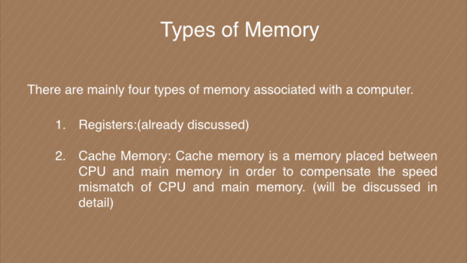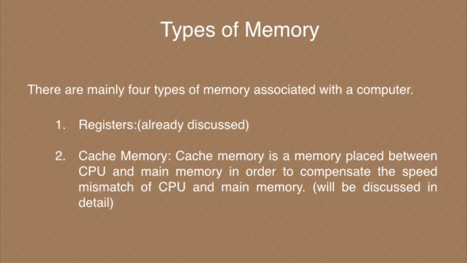Now we will see the different types of memory. There are mainly 4 types of memory associated with a computer. First one is registers. We have already discussed it and it is part of the CPU. We have seen different types of registers. You can mention these points when a question arises like types of memory. Then the second one is cache memory. Cache memory is a memory placed between the CPU and main memory in order to compensate for the speed mismatch of the CPU and main memory. We will discuss cache memory in the coming sessions.